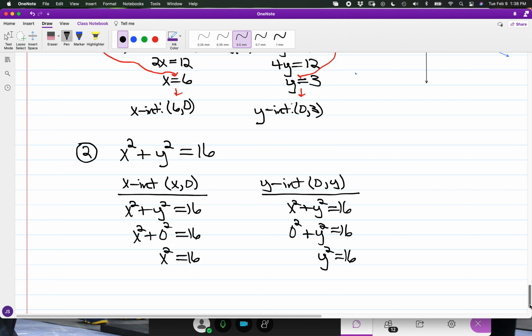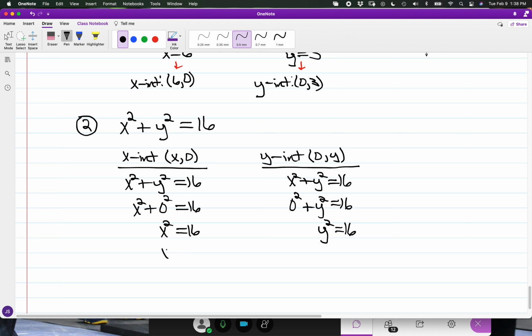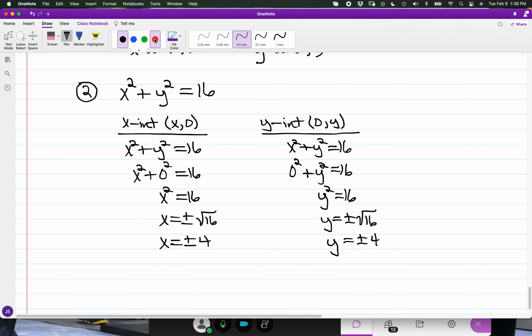If we apply the square root property of equality, x is equal to plus or minus the square root of 16, and likewise y is equal to plus or minus the square root of 16. Then we have x at plus or minus 4, and y likewise, plus or minus 4. So we had the same values for x and y, but they differ in how we identify all the intercepts in coordinate fashion.